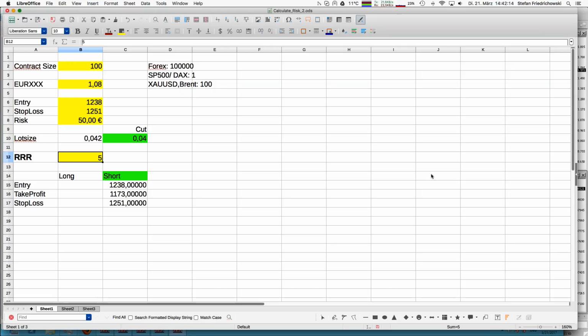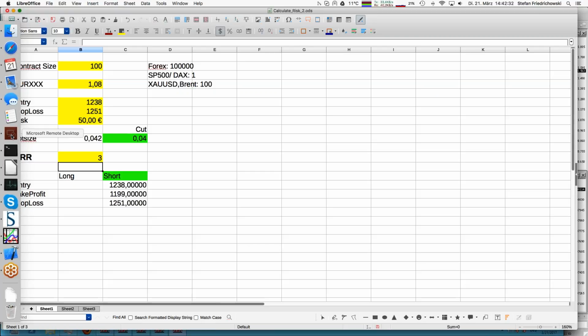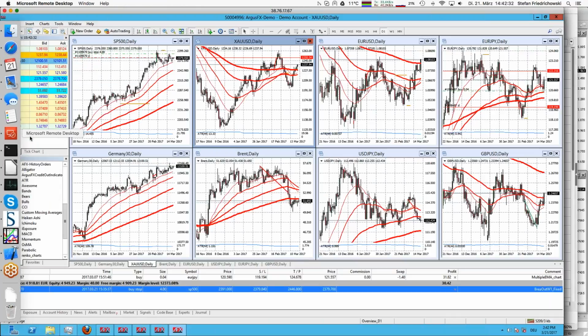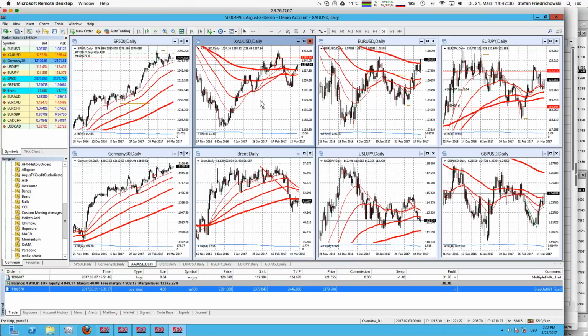So now for this kind of setup, we don't need a risk reward ratio of 5. We go down to 3, and that would mean we have a take profit of 1199. Okay, that's all we need for the next trade. So we can open that trade at market.